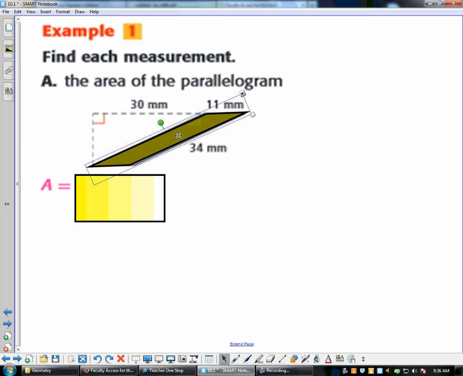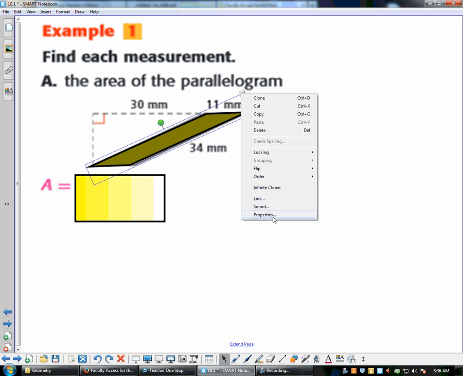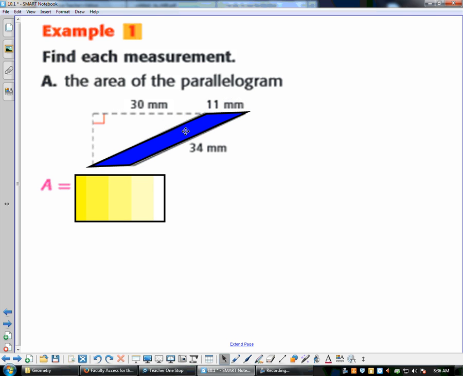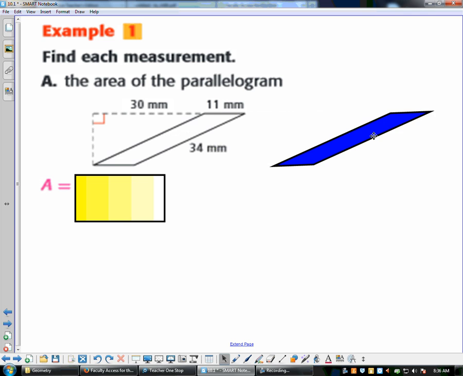I'm just saying, forget it. You want me to pick a different color? No, like the shape. I mean, the colors. I mean, there. I'll leave it like that. Okay. So there's the parallelogram, and I just thought it was more clear than with that.